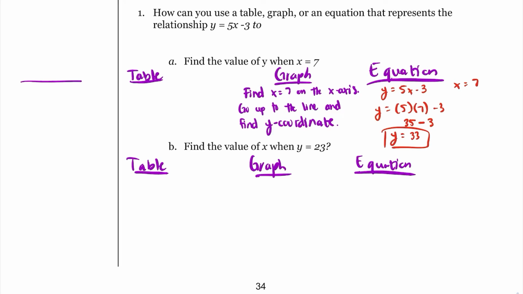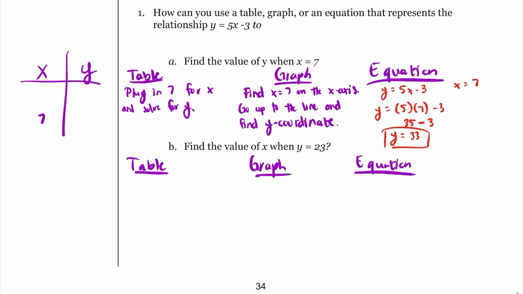Okay, and then of course in a table, we're creating something like this, where we plug in x values and out comes y values. So in your table, you might want to include x equals 7, plug it into the equation, and then out comes your y value. So we'll say plug in 7 for x and solve for y. And there we go.